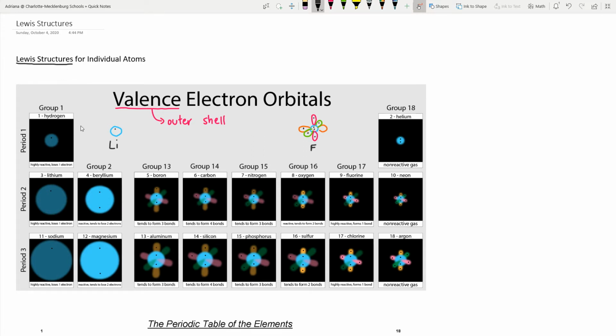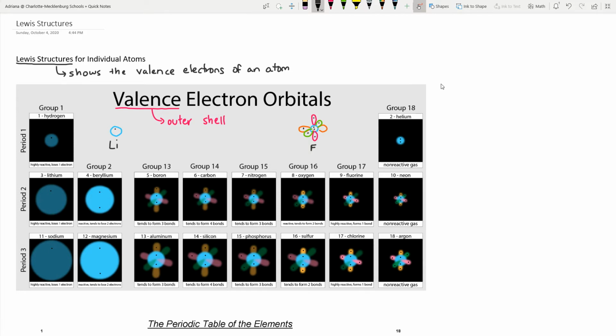So a Lewis structure is a way to show the valence electrons of an atom. This is when we're doing it for individual atoms. You can actually make much more complex Lewis structures, and we'll get to that in just a moment. But for now, let me show you how I'd like you to write your Lewis structures.